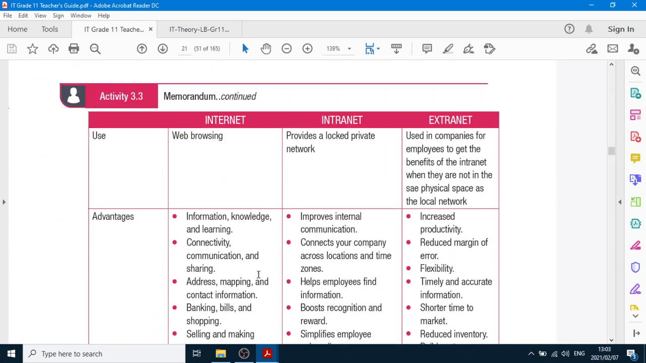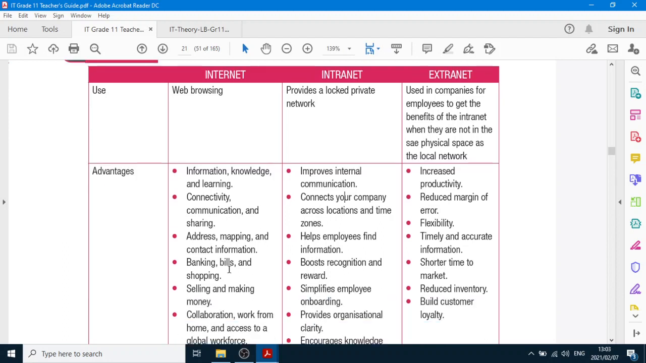Now we have the internet and extranet. So we have the internet is used for web browsing. The intranet is a locked private network. And the extranet is for companies, if they want the employees to get the benefits of their intranet when they're not in the physical space, if they're not in the office, so they can actually go work from home and get connected to the intranet, into their locked private network at work.